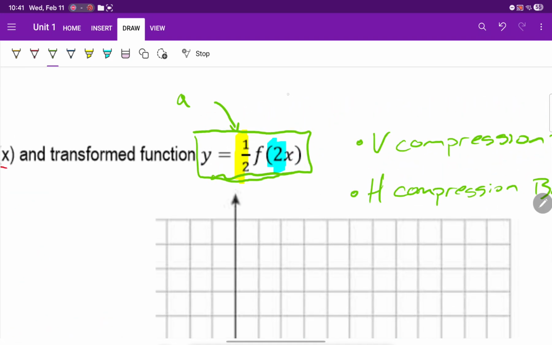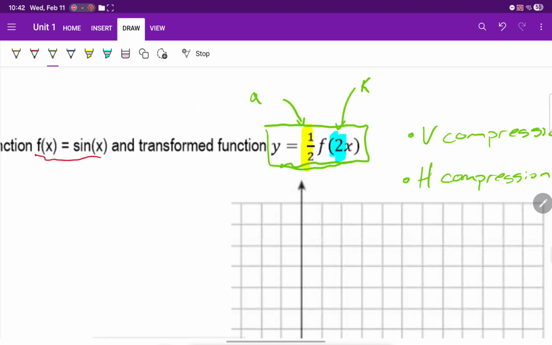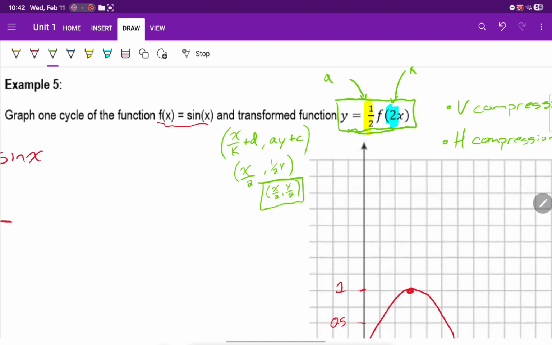This is my A value. This is my K value. So in my mapping notation, which is X over K plus D and AY plus C, this becomes X over 2 and 1 over 2 times Y, which simplifies to X over 2 and Y over 2. So this is the mapping notation that we're going to use.